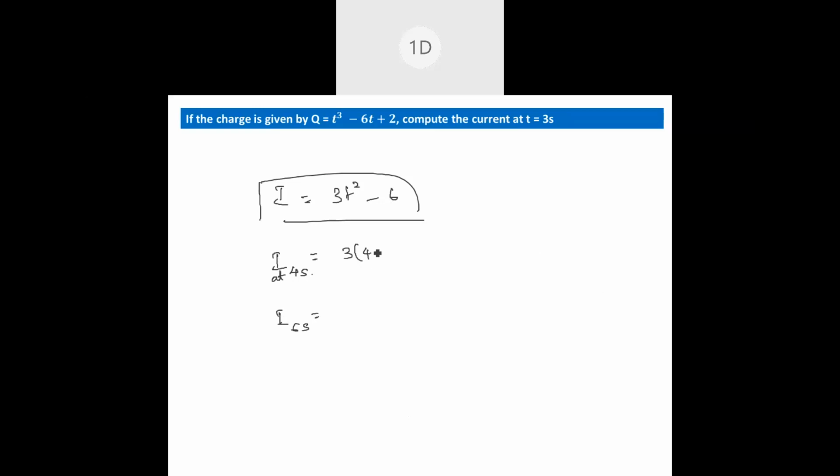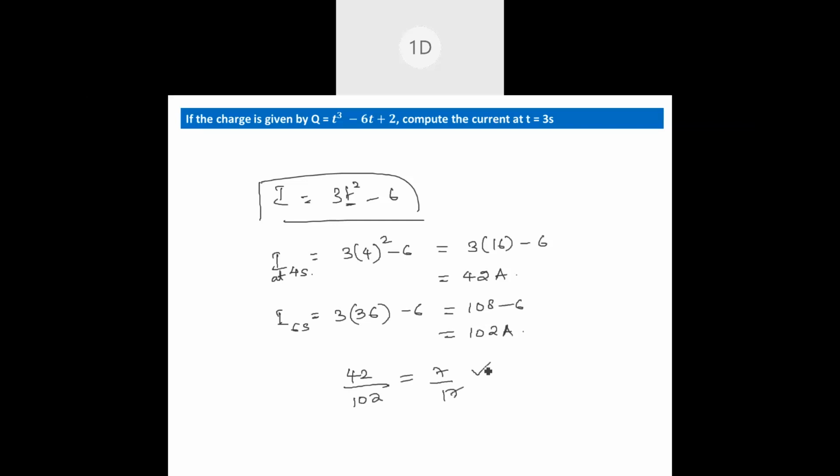3 into 4 square, just substitute in the place of time, minus 6. 3 into 16 minus 6. This comes to 48 minus 6, 42 ampere. Likewise, 3 into 6 square minus 6. This comes to, see this is 108 and this is minus 6. This is 102 ampere. So I just asked for their ratio. So divide them, and finally simplify, they get like this after simplification.